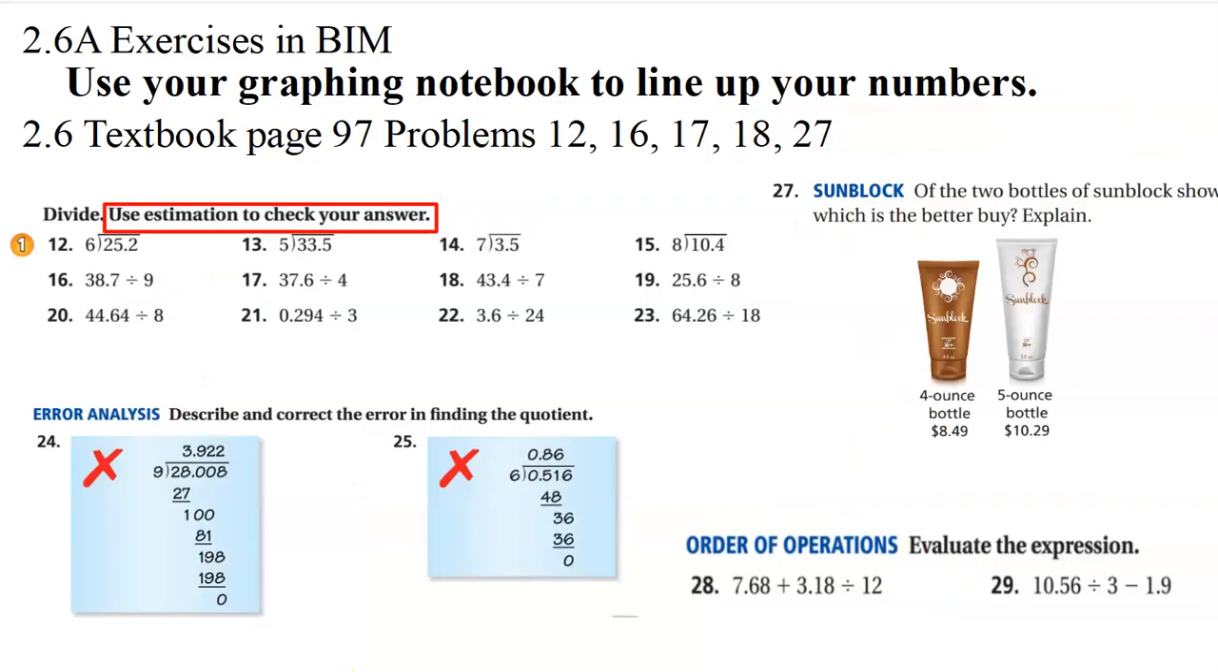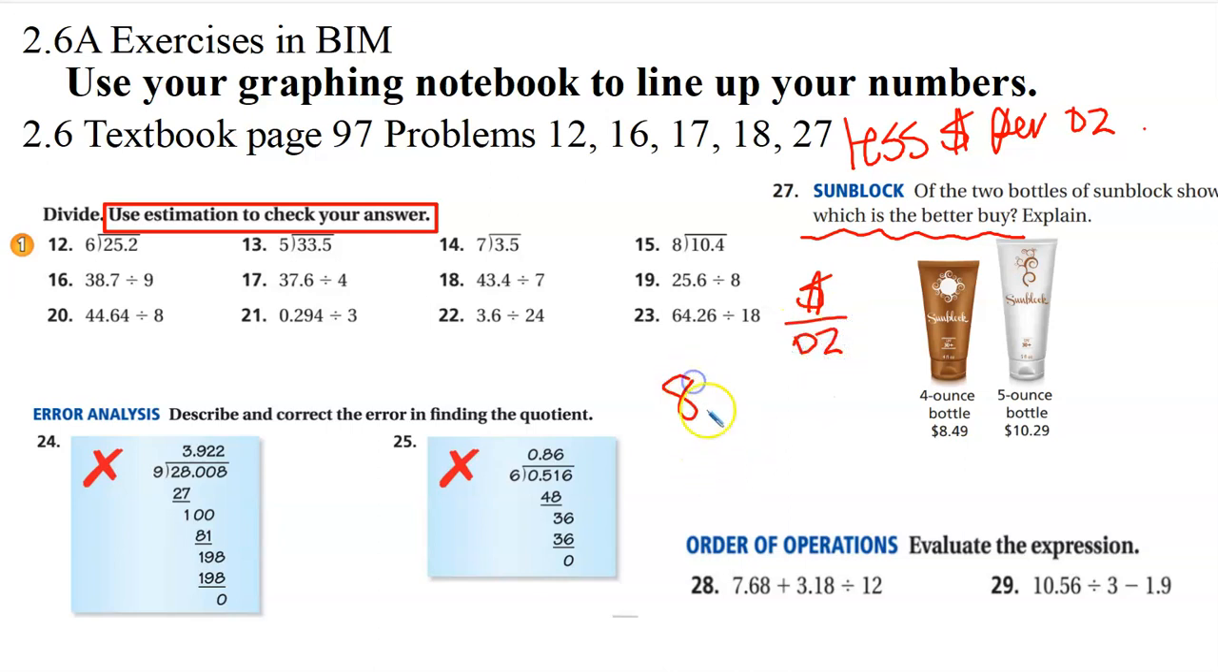Okay, I did just want to show one of the homework problems that asks you which is the better buy, because we haven't really talked about that yet. The better buy is the one that costs less money per ounce. There are many ways to do this problem, but I would start out by taking this 4-ounce bottle, and I'm always comparing the price per ounce. So I do the 8.49 divided by 4.